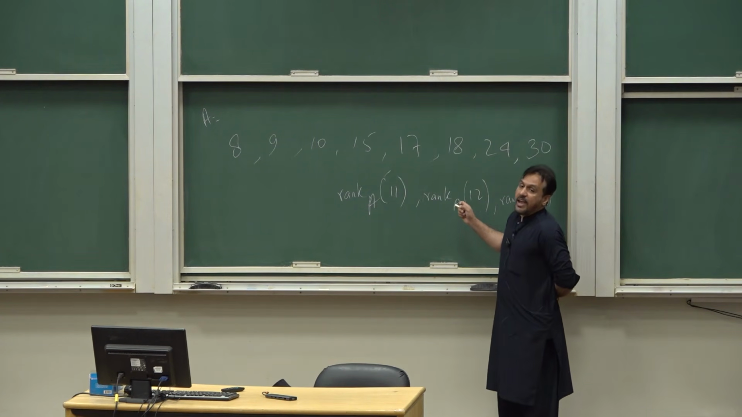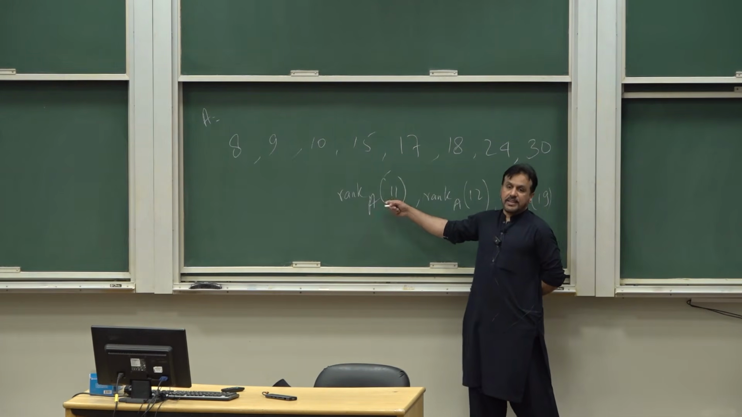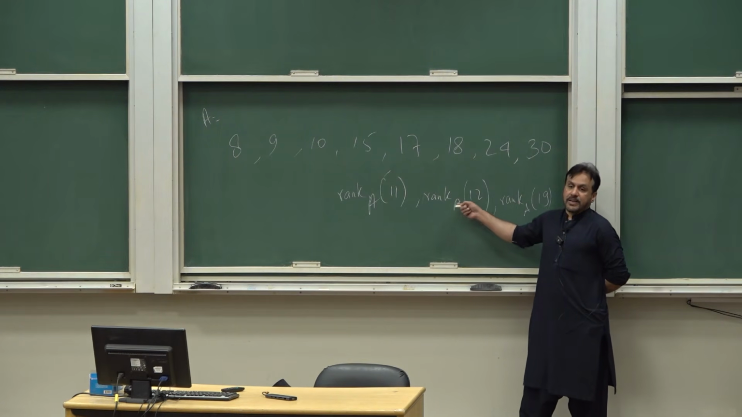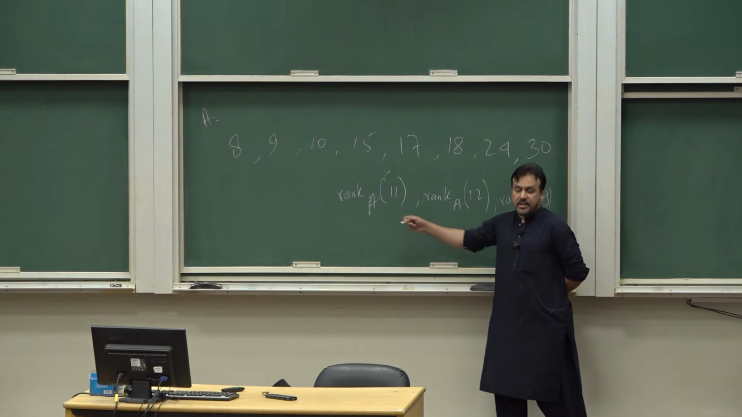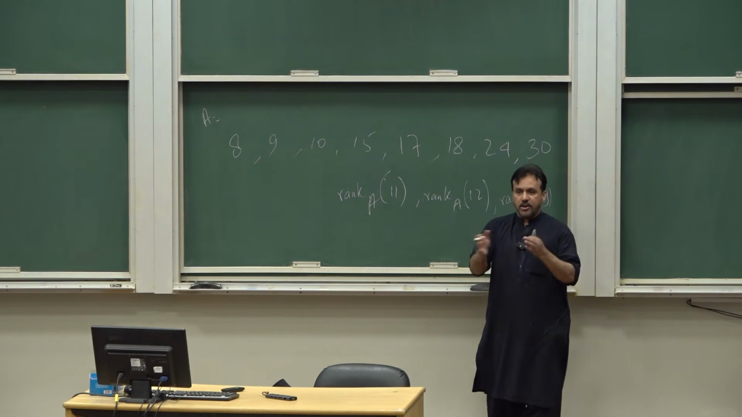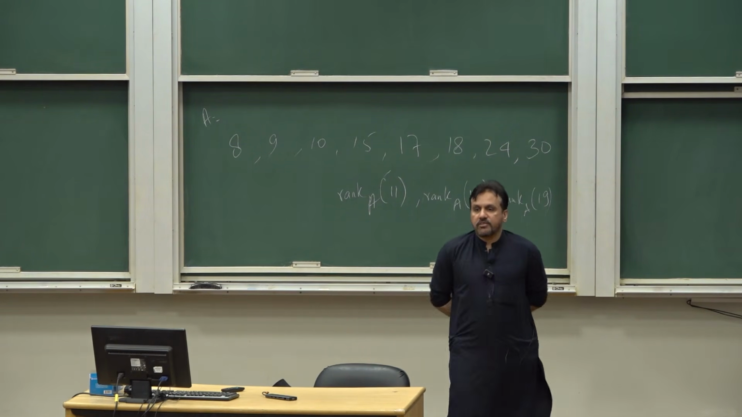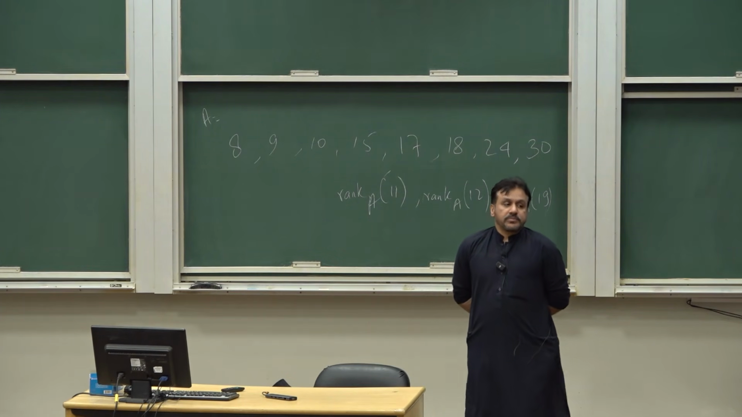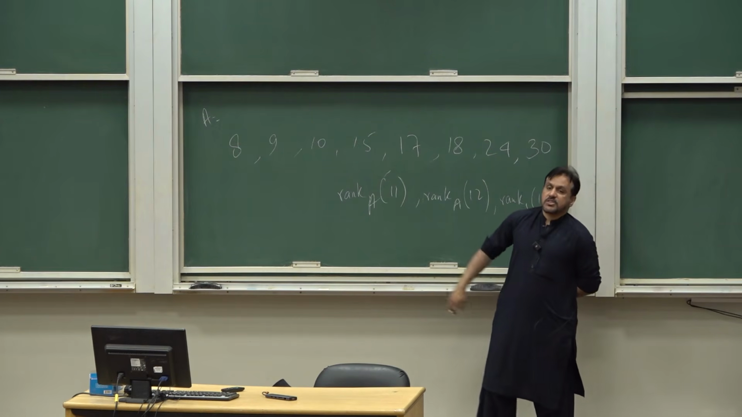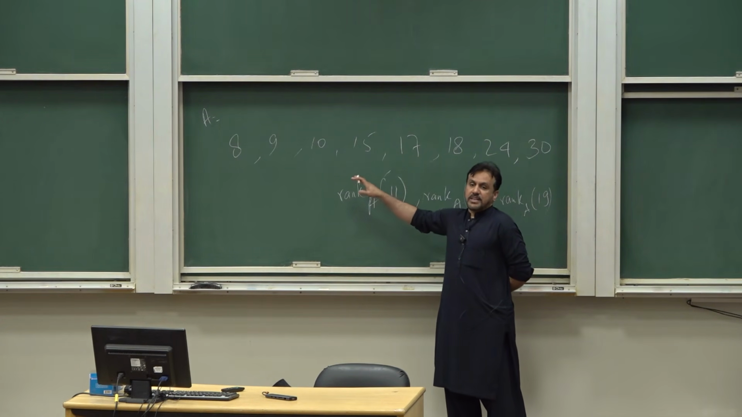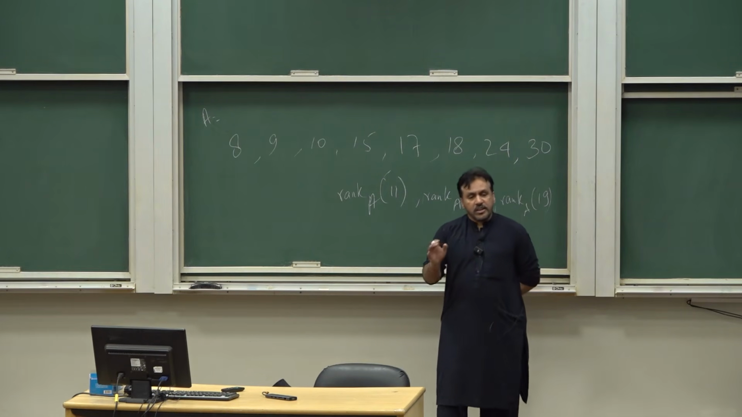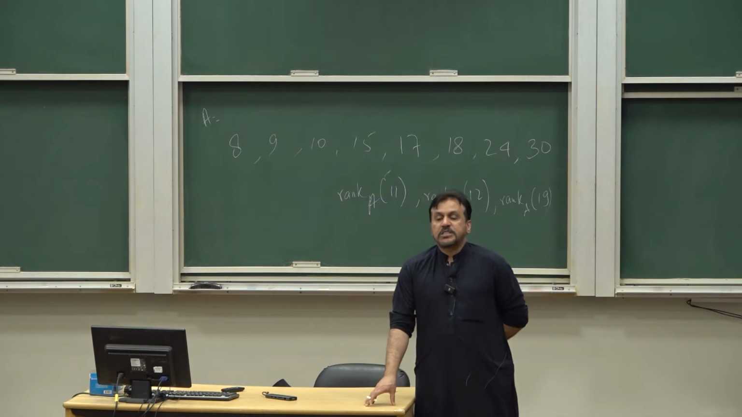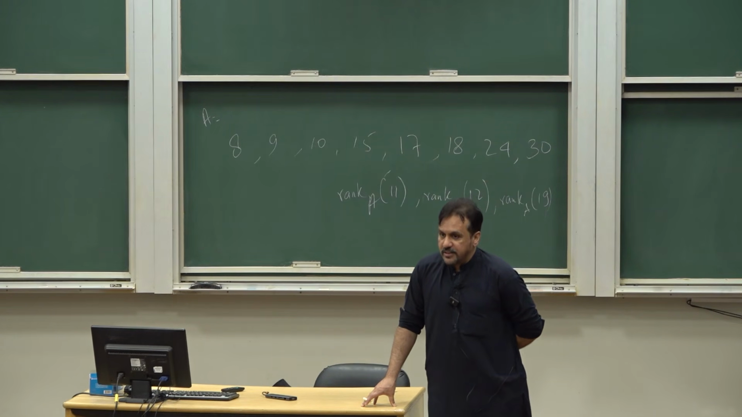So we know that the rank of 12 in A will be bigger than the rank of 11 in A. We know that the rank of 19 in A will be bigger than the rank of 12 and the rank of 11, but how much bigger we don't know. It depends on how many numbers there are between 11 and 12 or between 12 and 19. But the idea was that if I know there are 3 numbers smaller than 11 in a sorted array, do I know which 3 numbers are smaller than 11? The first 3, right?